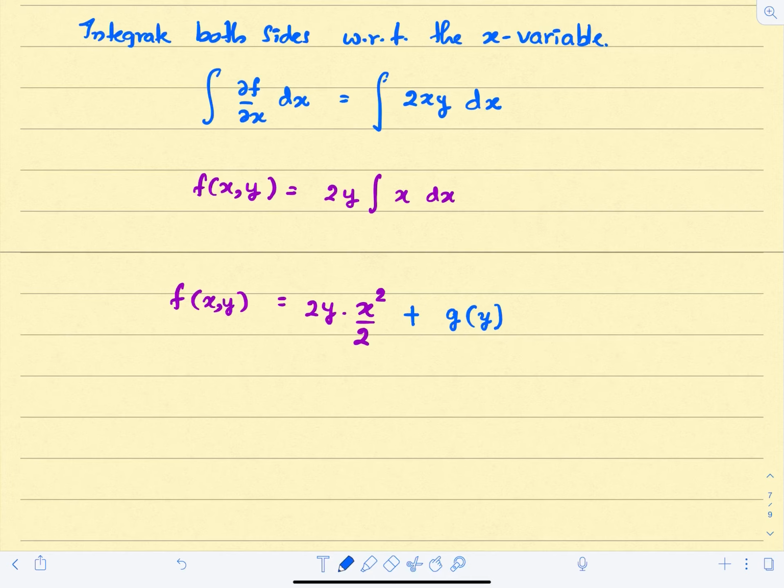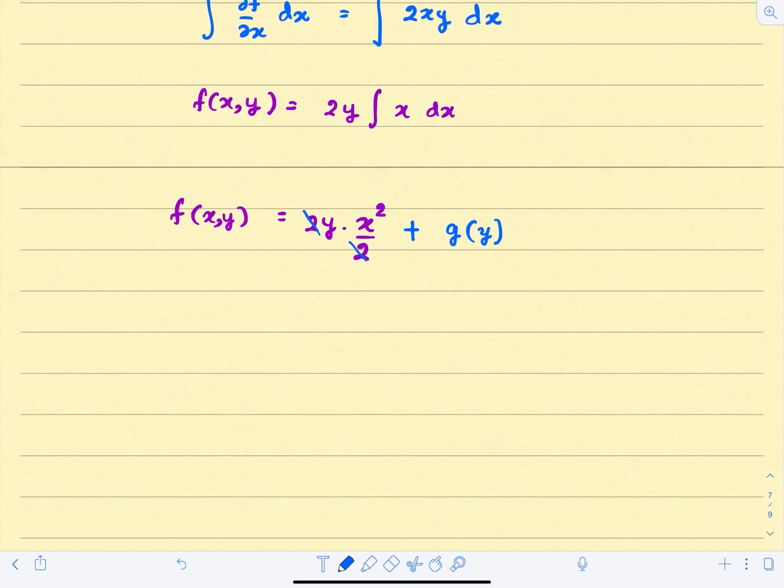Okay, now if you simplify the left hand side, you will get x squared y plus g of y. Now remember, our goal is to figure out f. At this moment we have f equals x squared y plus some unknown function that contains only the y variable. Okay, so now next we need to figure out what this g of y is.